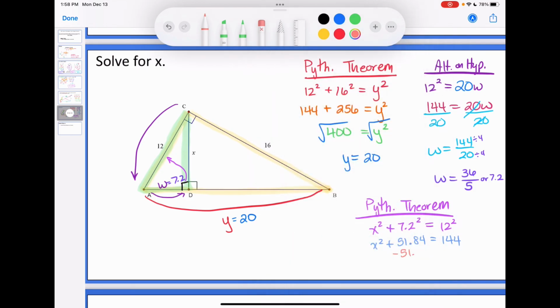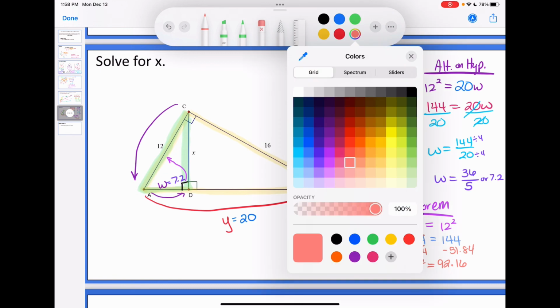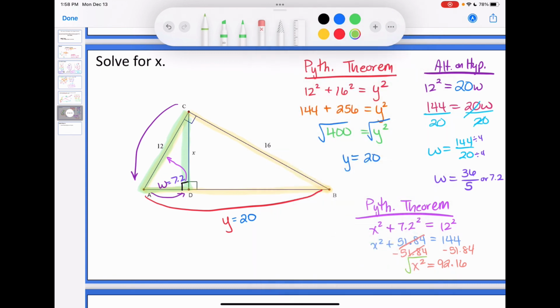Minus 51.84 on both sides. I get x squared equals, gosh, this is why I really do not like decimals with radicals. There is no way I could do this without a calculator, but we've got it. We're there. We're moving. Square root both sides. Type it into your calculator. Square root of 92.16. X equals 9.6. Technically, again, plus or minus 9.6, but it is a side length. So 9.6 it is.